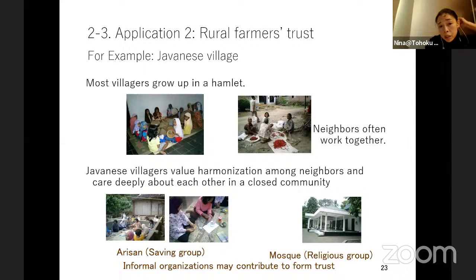As an example, in a Javanese village, different from my city life, most villagers grow up in the same hamlet, and neighbors often work together, with very close ties. Japanese villagers value harmonization among neighbors and can deeply care about each other in a close community. And maybe you know, arisan, saving groups, this kind of organization is very important. Also the mosque, a religious group. This kind of informal organization or self-help group might contribute to forming trust or altruism. So this kind of relationship can be analyzed using behavioral economics.